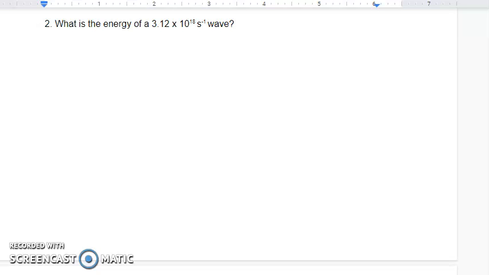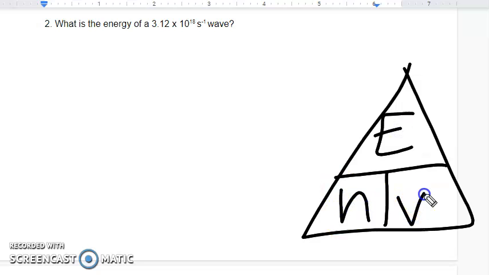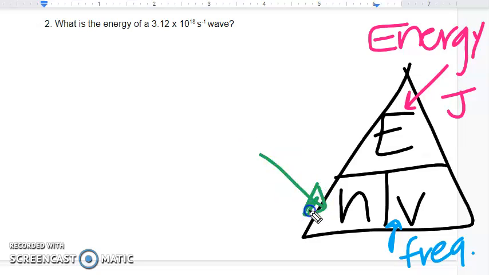Okay, guys, so now let's talk about the relationship between energy and frequency. So we have a triangle for this guy as well, and it is E equals H times V. Now remember, V is still your frequency, the same as when we were talking about wavelength. E is now your energy. We want to remember energy is going to be measured in joules. And then we've got H, and H is my Planck's constant.